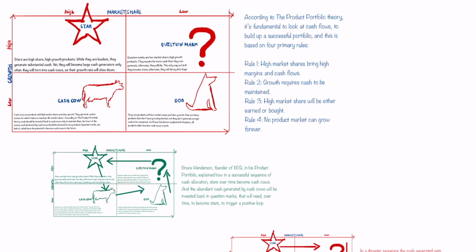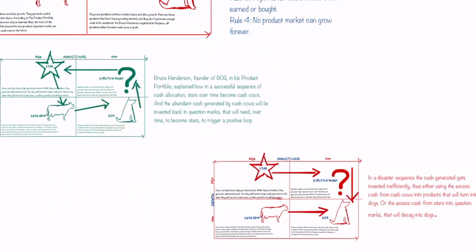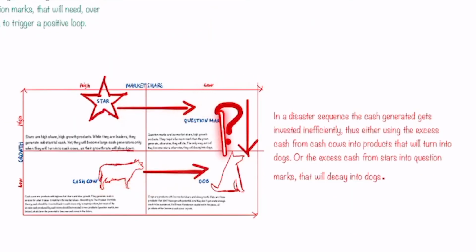For those products that decay to become dogs, which are those products that neither grow nor gain market share, this is the worst case scenario. This is the scenario that Bruce Henderson called a disaster scenario, where all the cash invested from star products or from cash cows turns into dogs, so into products that have neither high growth nor high market share. So really, low growth and low market share. Those are the dogs, which in the BCG matrix are the worst or disaster scenario.